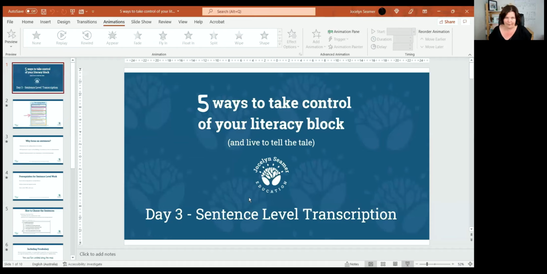Hello, it is Wednesday, day 3 of our 5-day program. On day 1, we looked at phonics and phonological and phonemic awareness. In yesterday's clip, we explored using decodable text. Today, we're going to get into sentence level transcription. So let us dive straight in.